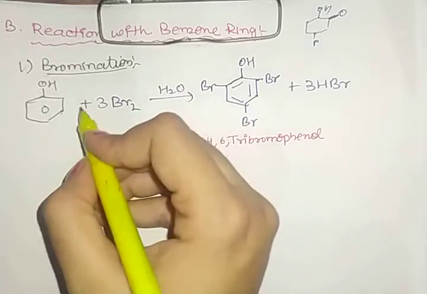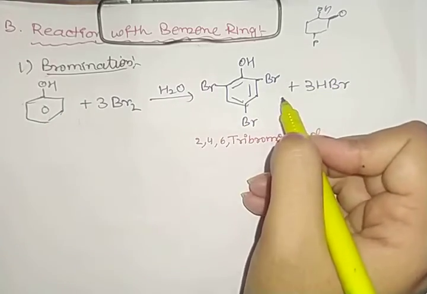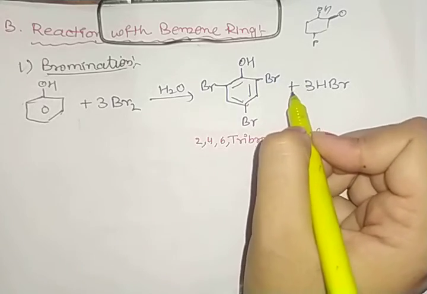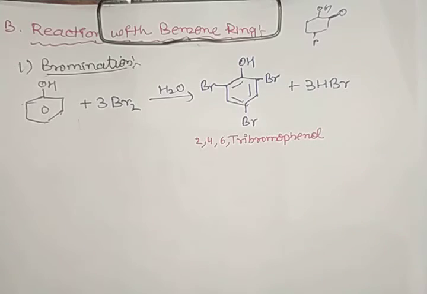These 3 hydrogen come from these 3 carbon atoms from where bromine is attached. Okay, from there one hydrogen is removed. So here we have 3 HBr.